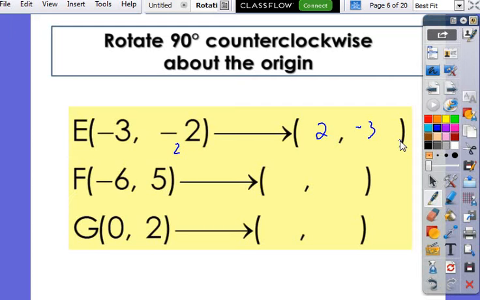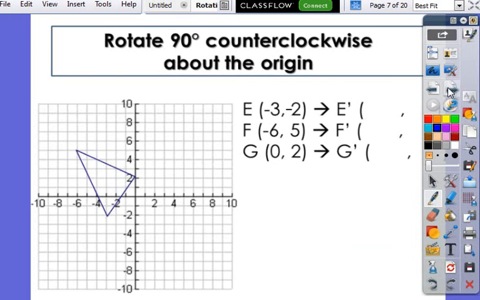What would F prime be right here? -5, -6, and then G would be -2, 0. Any questions on that? So if I'm looking at this figure, we said this one was going to be 2, -3, -5, -6, and -2, 0, excuse me.